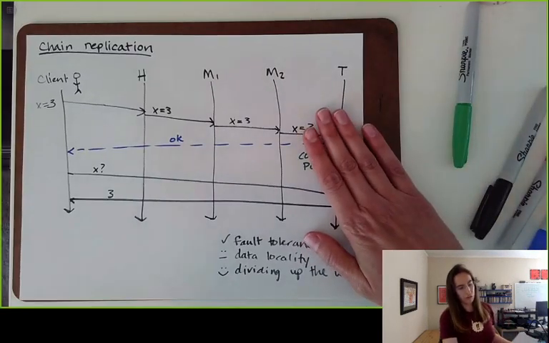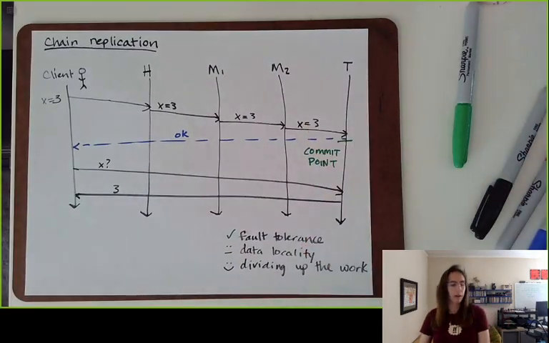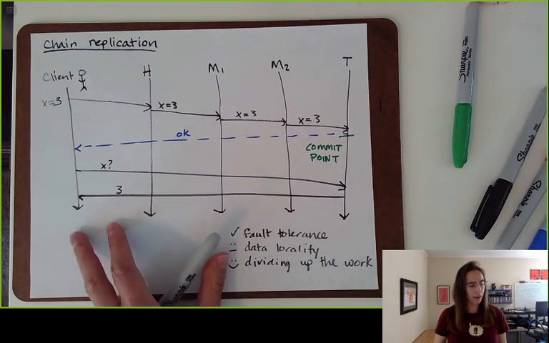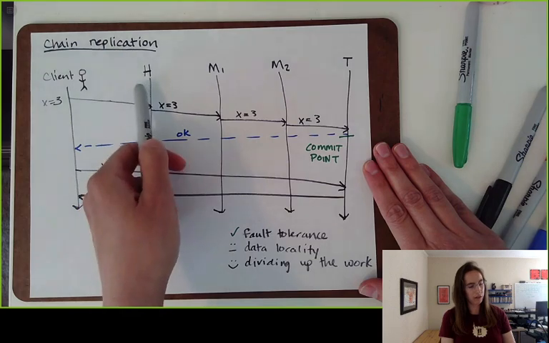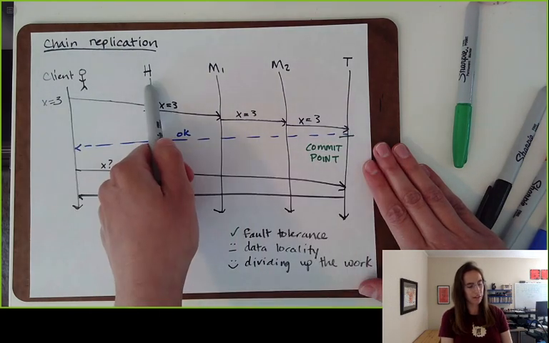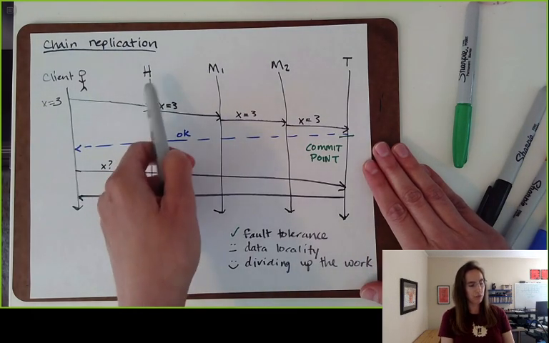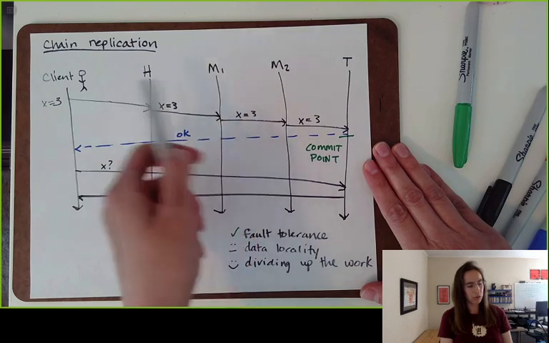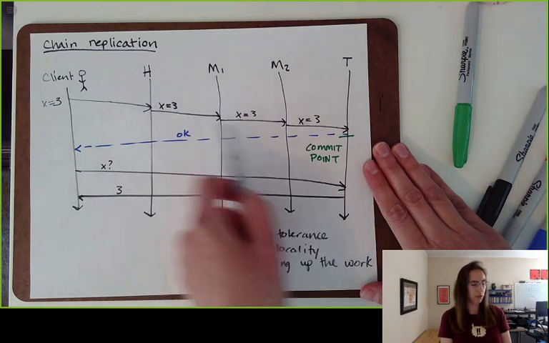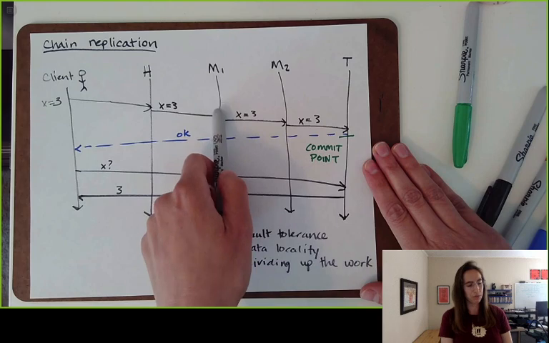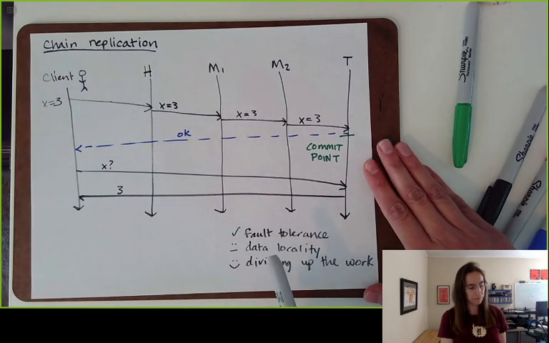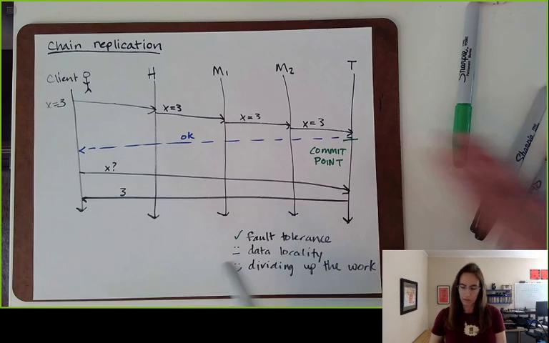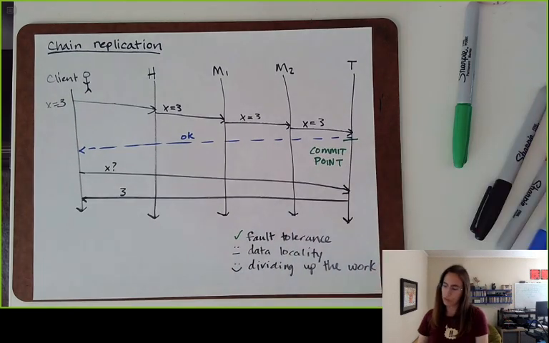So with chain replication, we have this problem, right? We have to know who's who. So the client has to know who the head and the tail are of the chain. Every link in the chain has to know who's before it and who's after it. Or if you're the head, you have to just know who's next, right? If you're the tail, you just have to know who's before you. So these are important considerations, and we'll maybe talk a little bit more about that in a second.